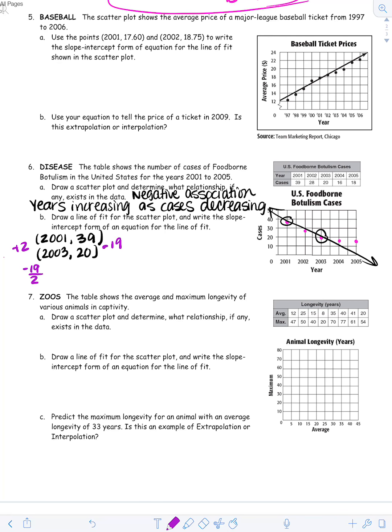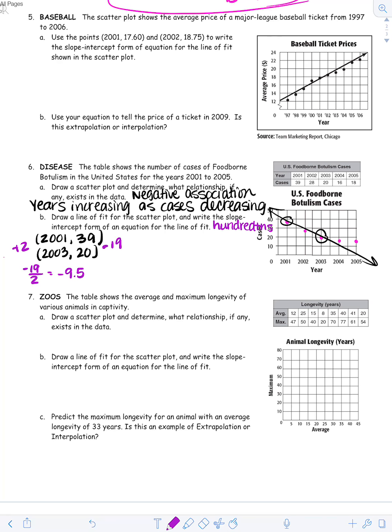I'm going to have to type in my calculator. Again, I would round to hundredths if you need to, keeping it consistent. So 19, what do I do? Okay, I get negative 9.5 for my slope. All right.